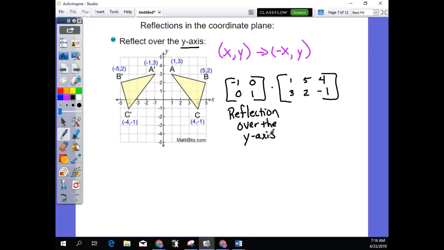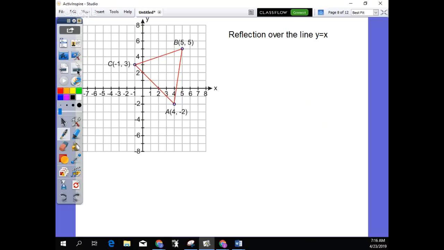Okay, reflection over the y-axis. And there we are. So we want to keep the y. All right, move over. Now over the line y equals x. So we've got to remember, this is (x, y) going to become (y, x). That's the coordinate rule on the reflection over y equals x. That was in a previous video.